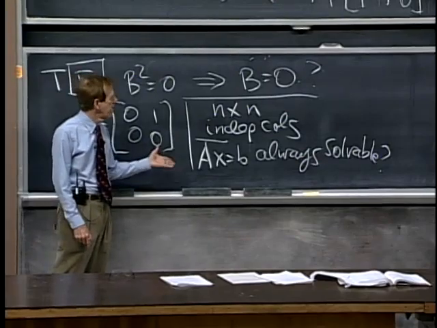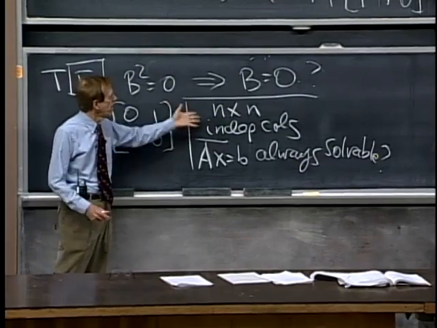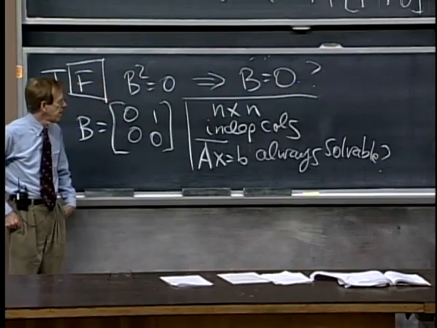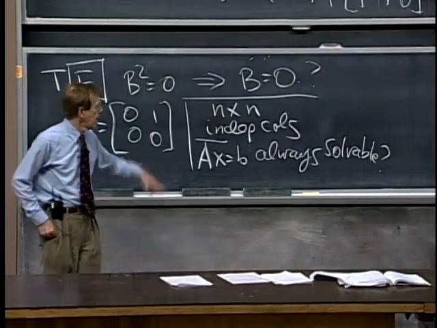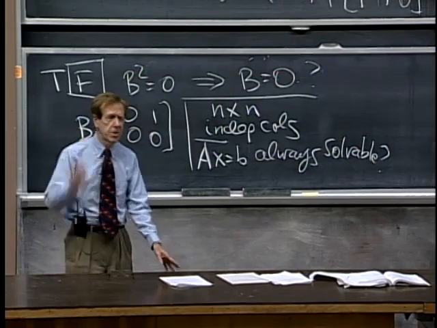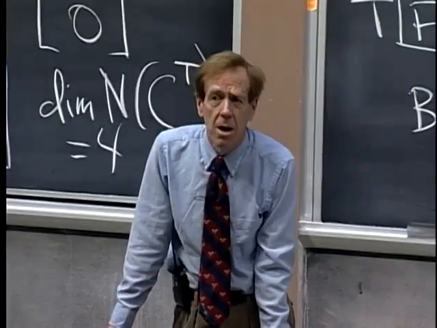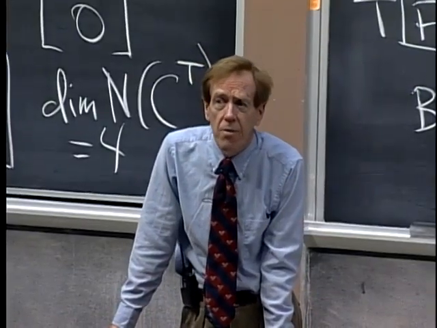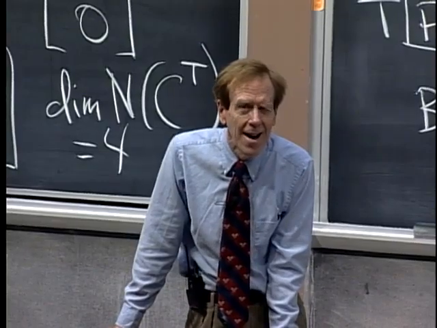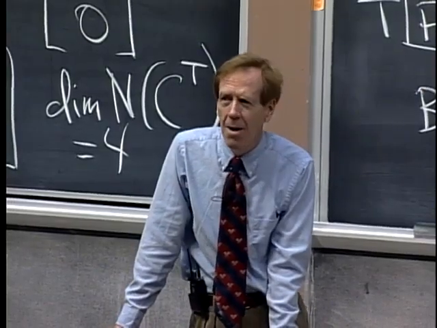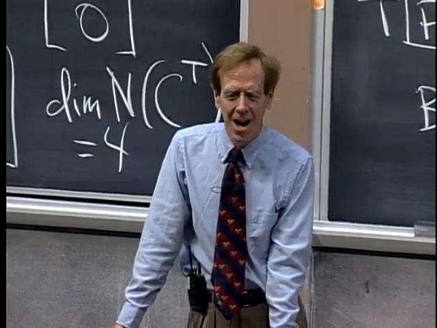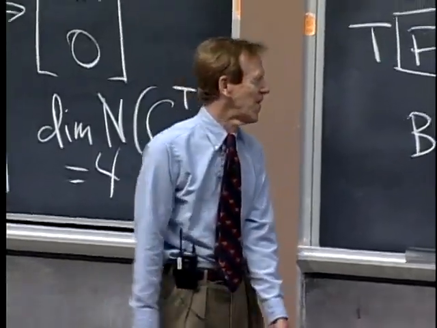Yes or no. If I have a square matrix with independent columns, is Ax equal b always solvable? Maybe just hands up for that. A few. And who says no? Oh gosh, this audience is not reliable. It's 50-50.